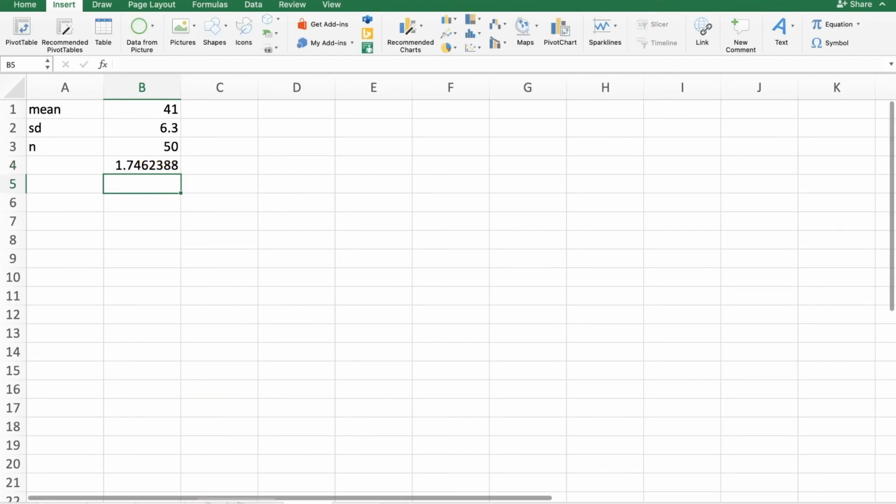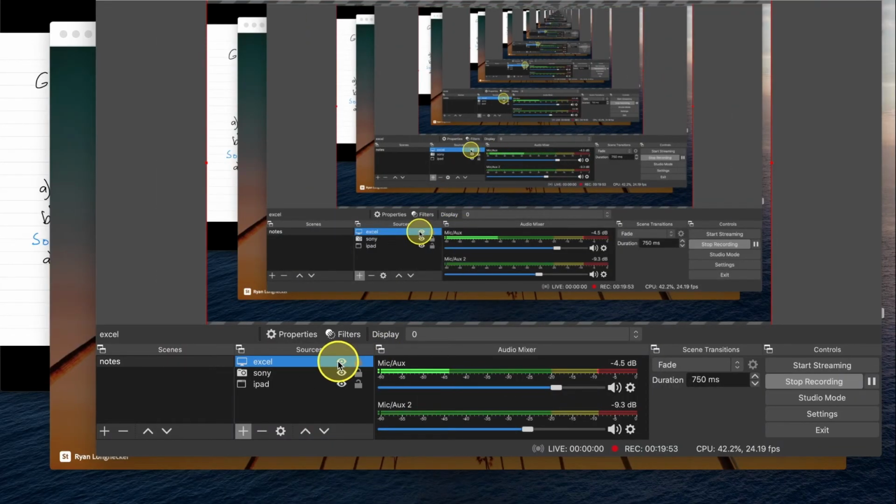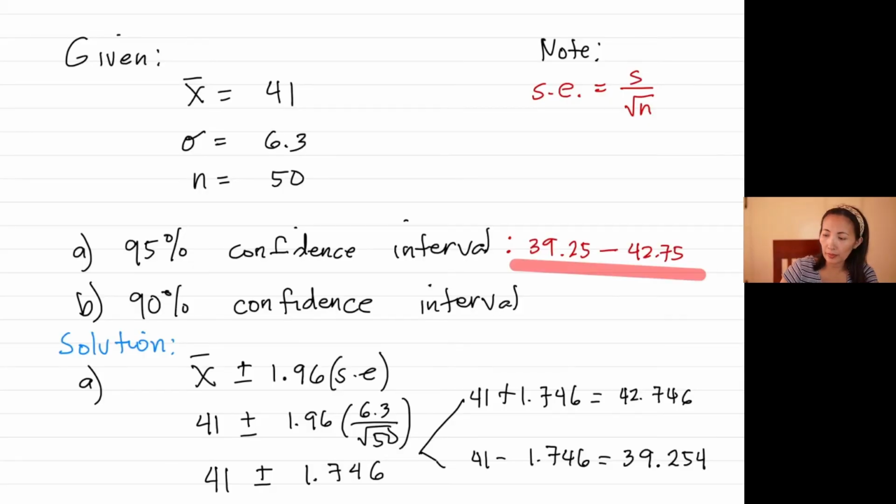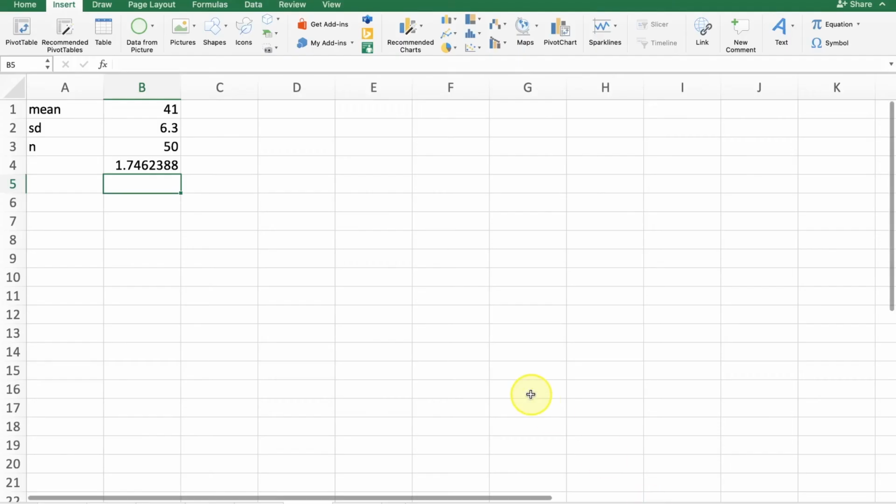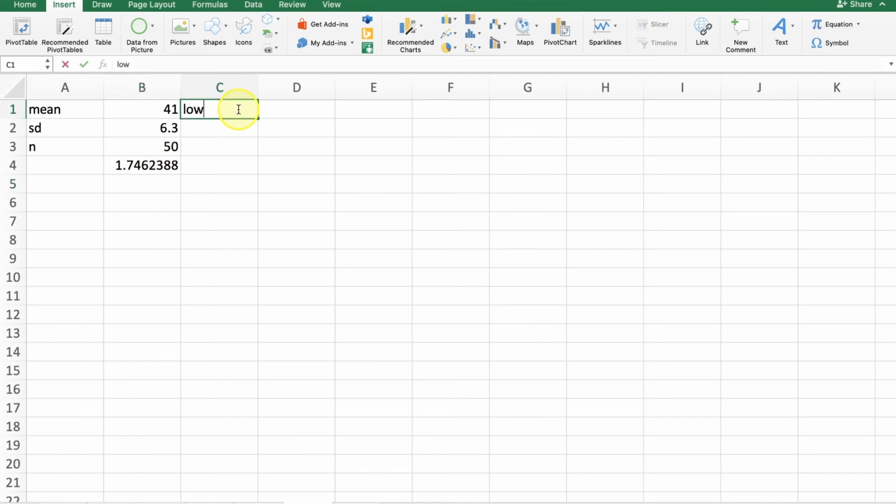Compare it to, okay, let's go back to our PowerPoint presentation, going back to letter A. It's in fact 1.746, did you see this? 1.746 is the result of the Excel calculation. This is the product of Z and the standard error. Okay, so let's go back to our Excel sheet. There it is, 1.746.